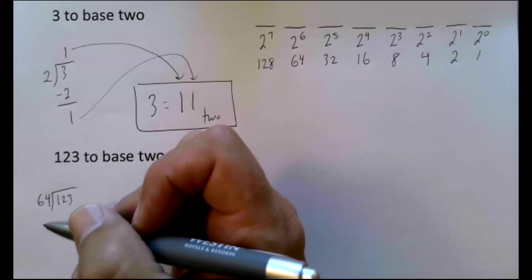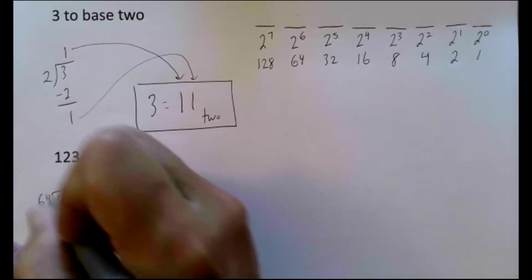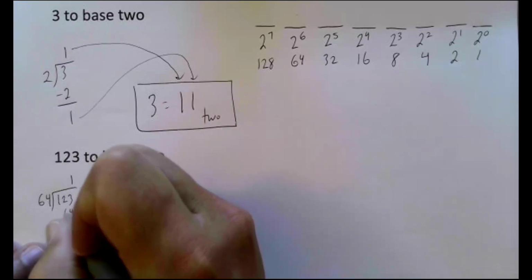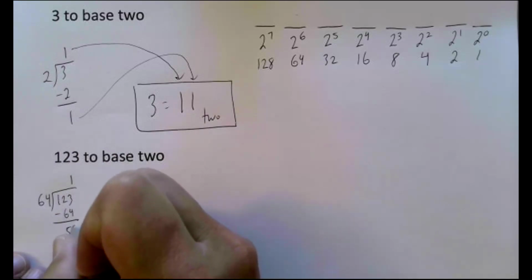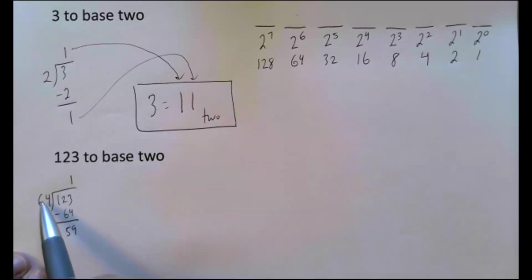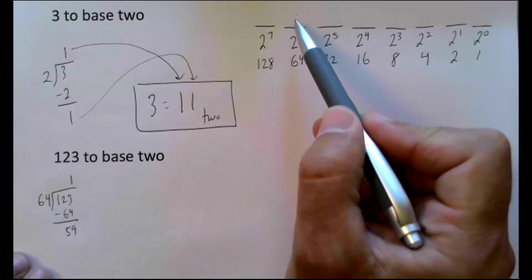Go ahead and go through the long division. It's only going to go in once. Okay, 64 goes in there one time. 1 times 64 is 64. Then we subtract, and we get 59. So I already know there's going to be a 1 in the 64's position. My answer is going to have a 1 right here.